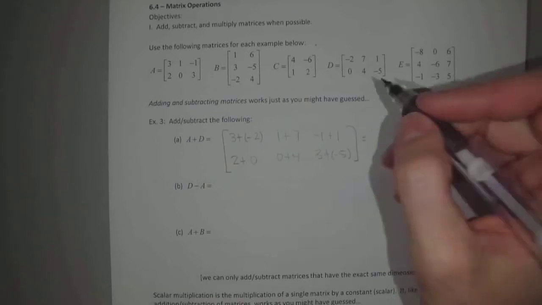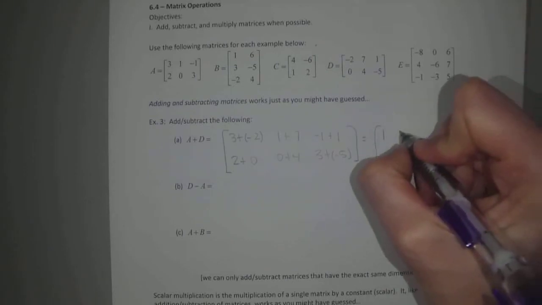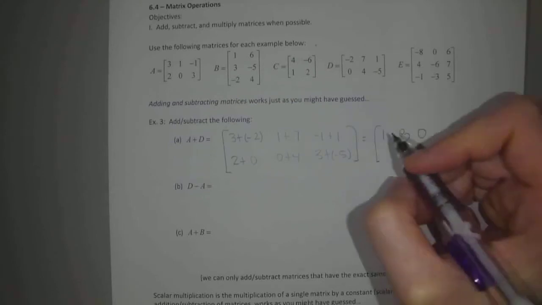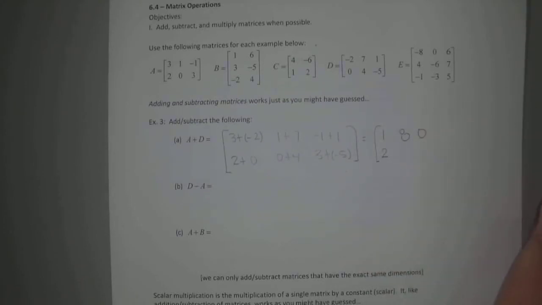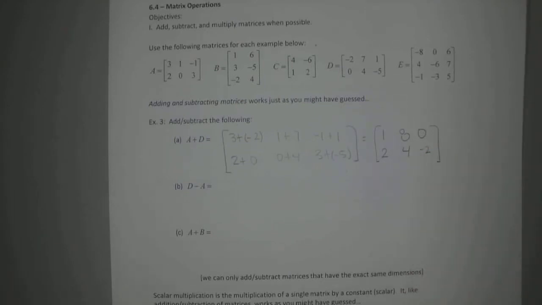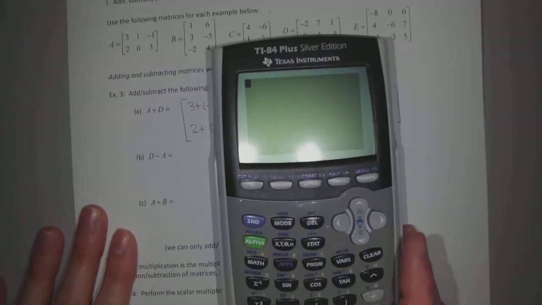Then we just do the math with them. So 3 plus negative 2 is the same thing as 3 minus 2, so that's just an entry of 1. 1 plus 7 is 8. Negative 1 plus 1 is 0. 2 plus 0 is 2. 0 plus 4 is 4. And then 3 plus negative 5 is negative 2. Perfect. Okay? So you can do those without your calculator. But let's just double check. Guess what our calculator does? It does math with matrices.